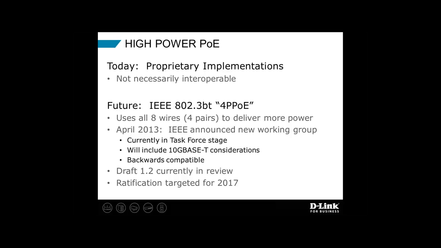Okay, I mentioned earlier there's a new standard in the works, higher power PoE. Basically with higher power PoE, we're using all 4 pairs to transmit power out to the PD. So when we get to this 4-pair power over Ethernet, alternative A versus alternative B goes away because we're using all the conductors.